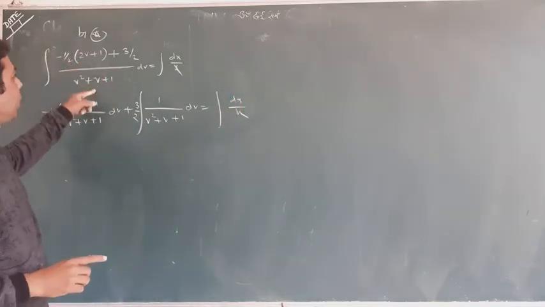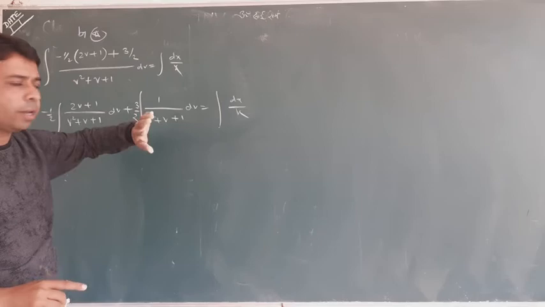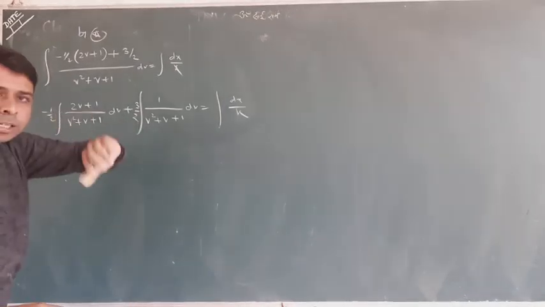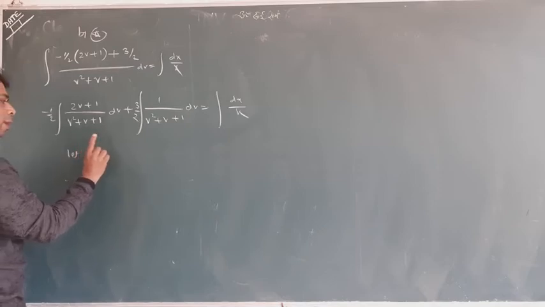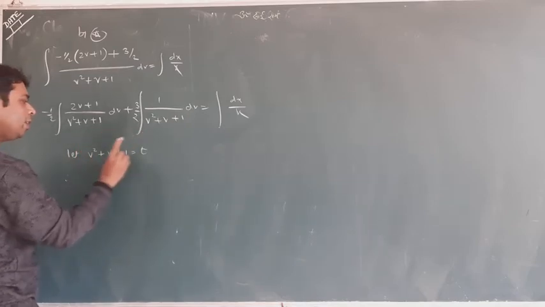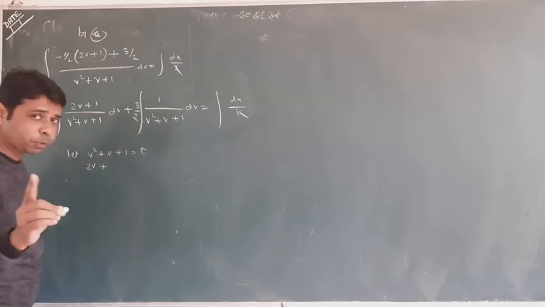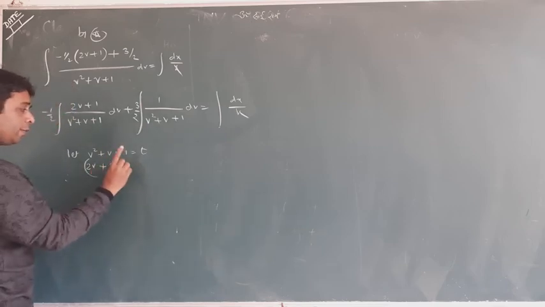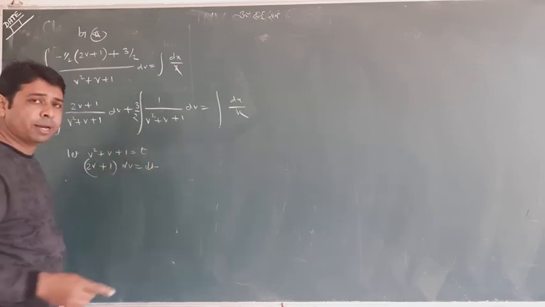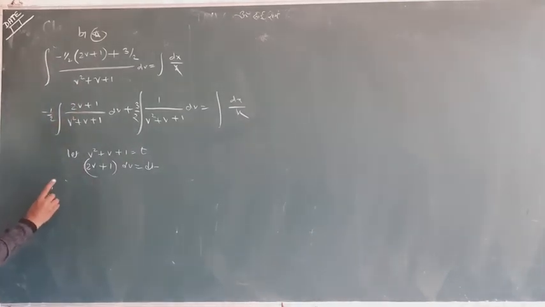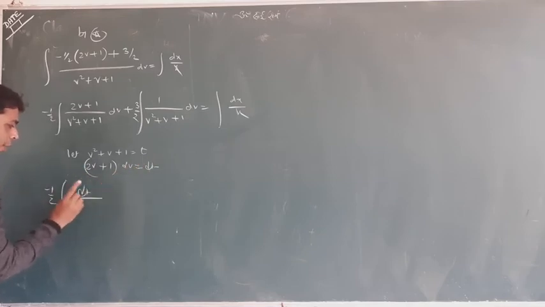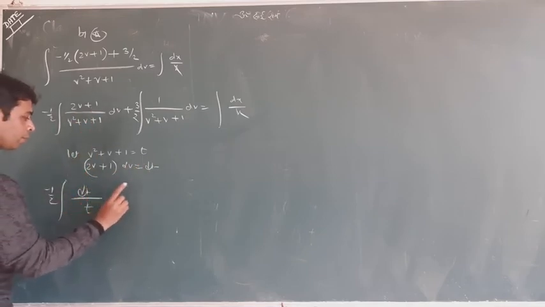Now what about that? One can understand that this will be taken as t. Let v square plus v plus 1 be taken as t. Differentiate with respect to v: 2v plus 1 dv equal to dt. You know the substitution method already, lots of times we have done it in integration. Now what will come? This 2v plus 1 dv equal to dt upon this whole, which is t plus 3 by 2.